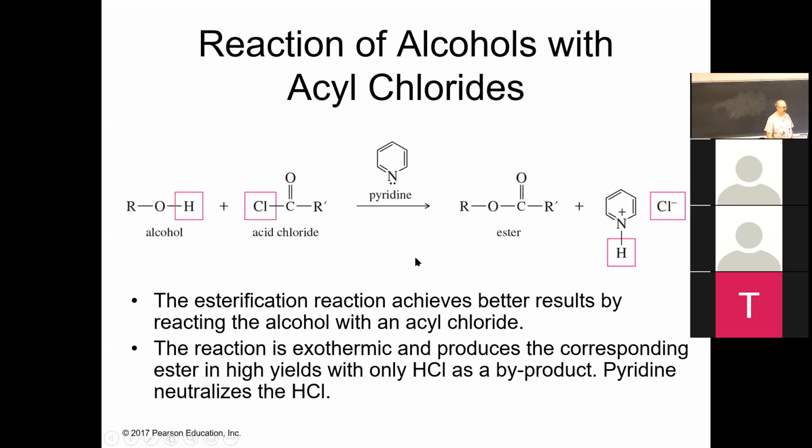Another one is triethylamine, a nitrogen with 3 ethyl groups on it. That would also work. This reaction is exothermic. It produces the corresponding ester in high yields. HCl is the only byproduct, and then pyridine neutralizes the HCl. So we could actually use theoretical or stoichiometric quantities of alcohol and acid chloride. We don't have to use an excess. And this reaction goes rapidly under milder conditions than Fischer esterification.